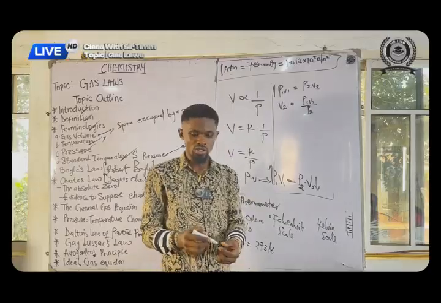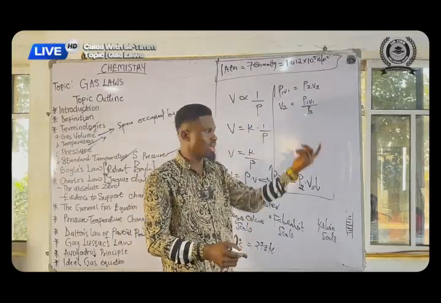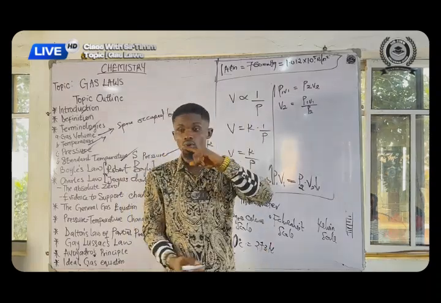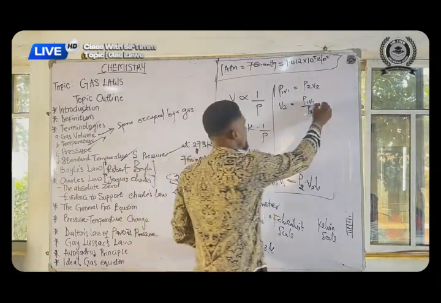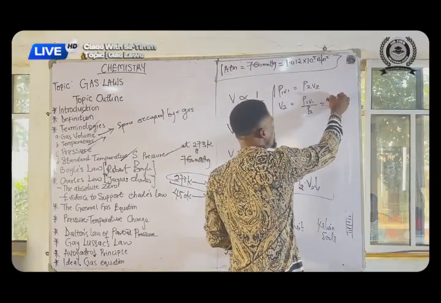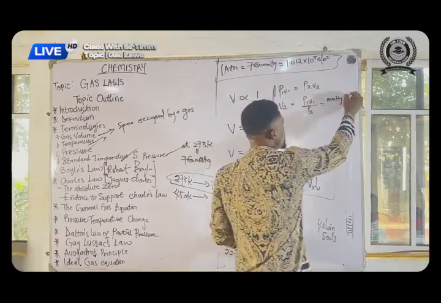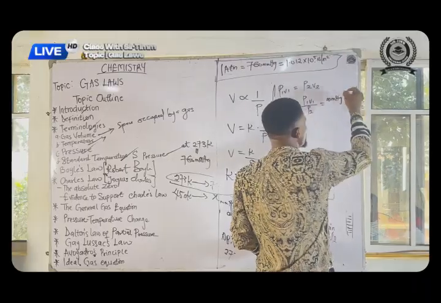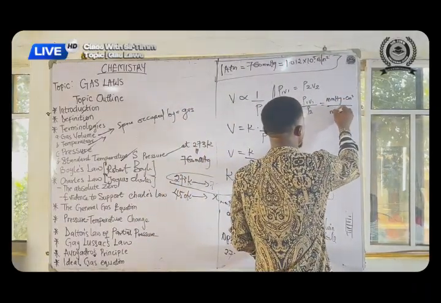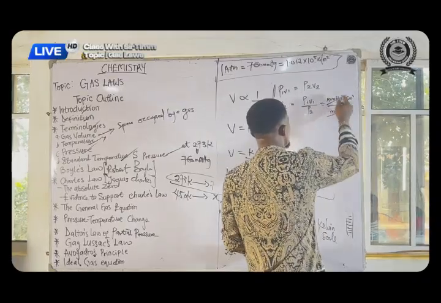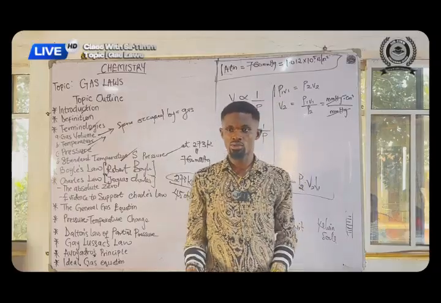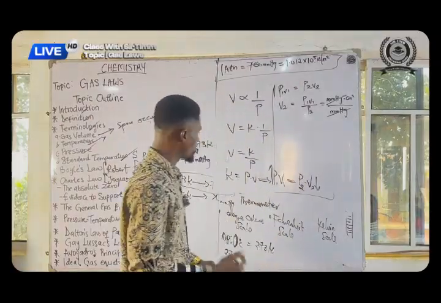So multiply the initial pressure with the initial volume, divided by the final pressure. Your value will be in final volume. How? Think about it. The value of this will be in millimeters of mercury, for instance, times volume, which will be maybe in cm cube or dm cube depending, divided by this, which will be in millimeters of mercury. So this divided by this, your value will be in volume, which is cm cube. Are we communicating?